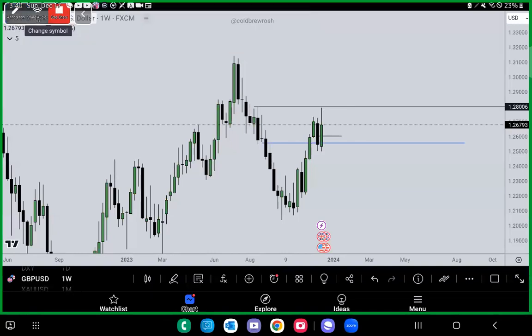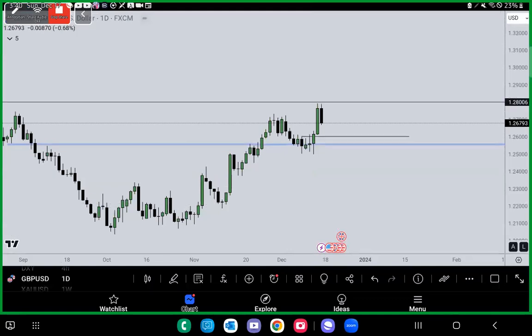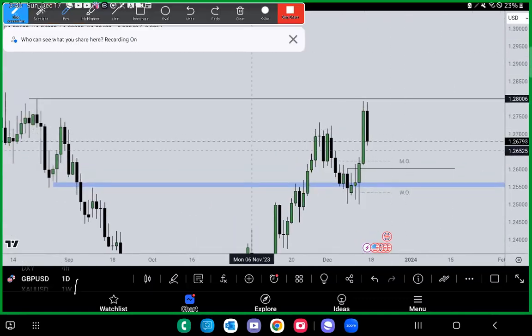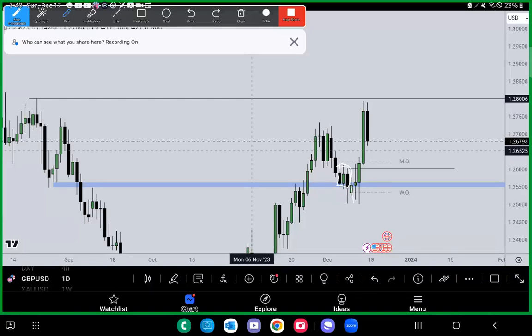And then as mentioned with the euro, just because that's our analysis going into the week, we want to take this range and go through our PD array matrix. What I'm seeing here is we took out that low. I don't want to call that a breaker, but either way, it should be a significant point. This was the last phase of redistribution on a lower time frame.